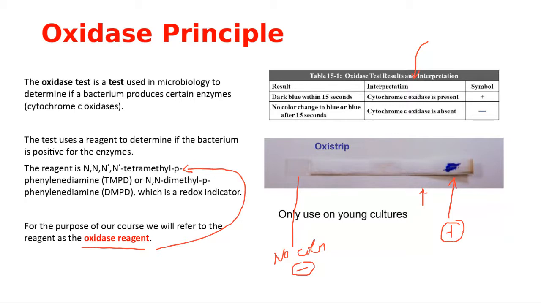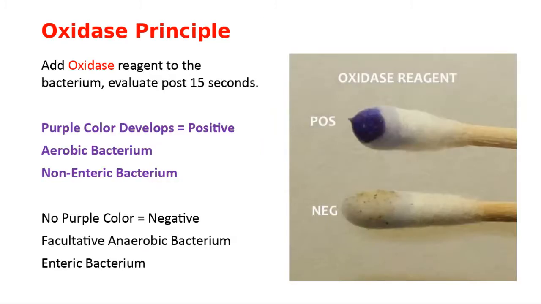It doesn't turn purple within 15 minutes, and it's negative. So we at Riverside use the spot test, right? And so the spot test, all you do is you take a cotton swab, you take a little bit of the colony, and then you add a little bit of the reagent. It's in this little kind of ampule. You put a little bit of the reagent on there, and you wait for about 15 seconds.